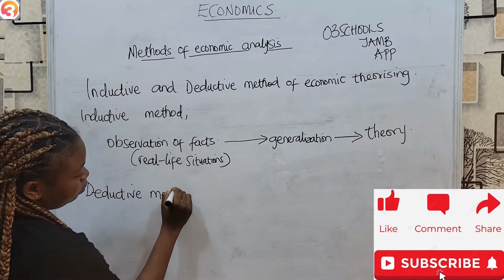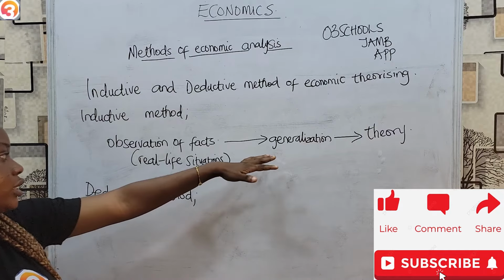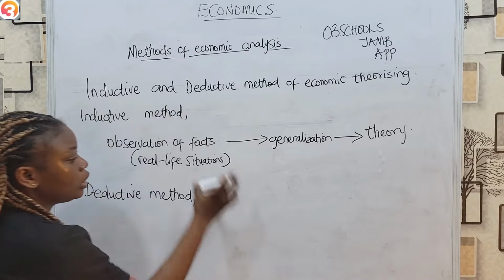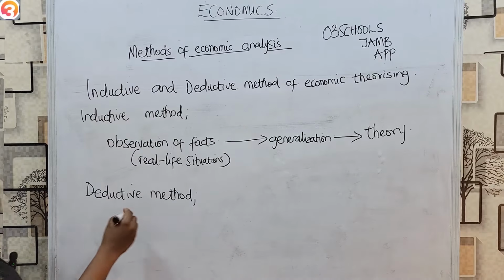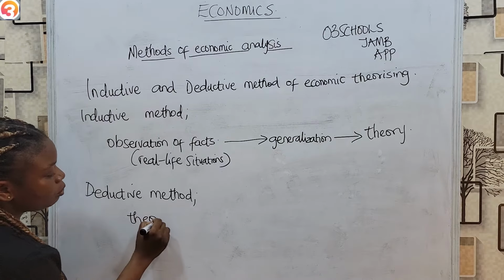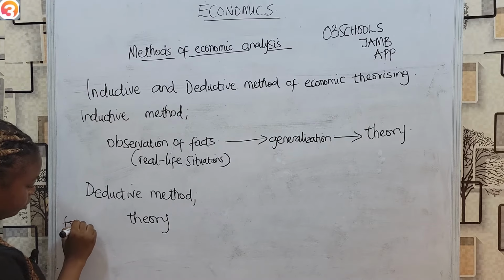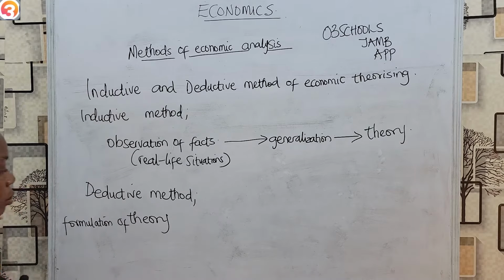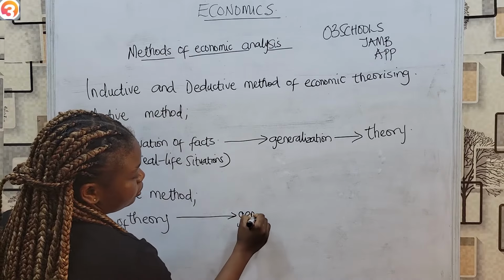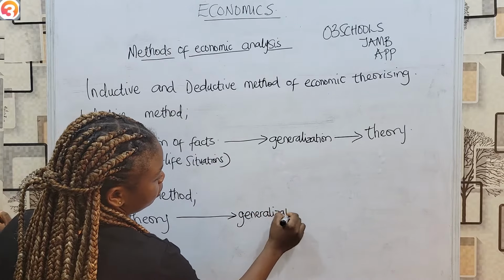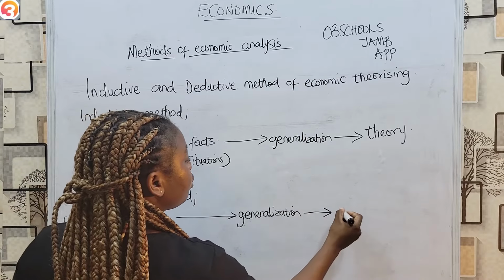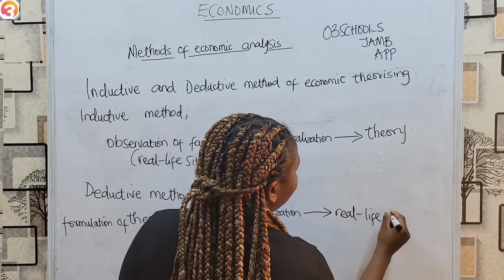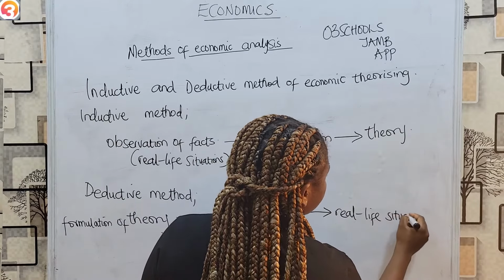In this case, the theory is formed first, before the generalization, and then before we compare it to real life situations, or before we impose it on our day to day life. So the deductive method starts with the formulation of theory before we generalize, and then finally we observe it with our real life situations.